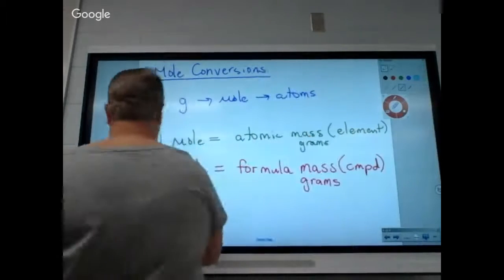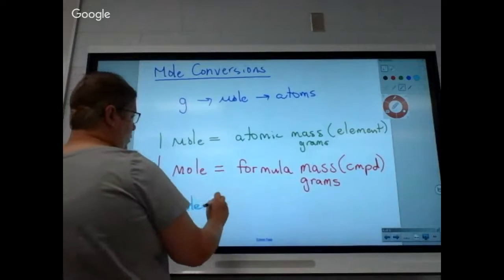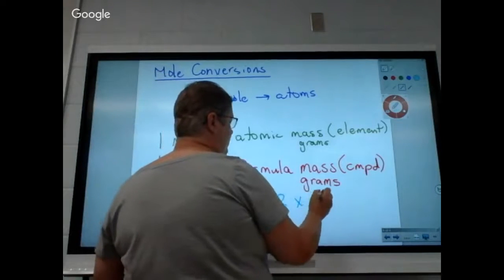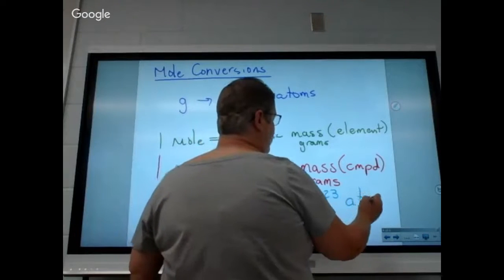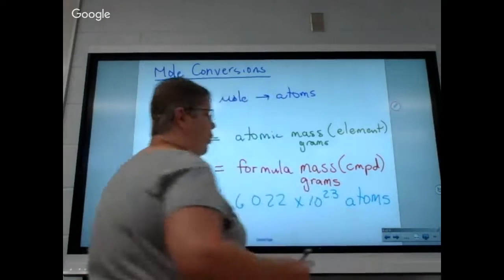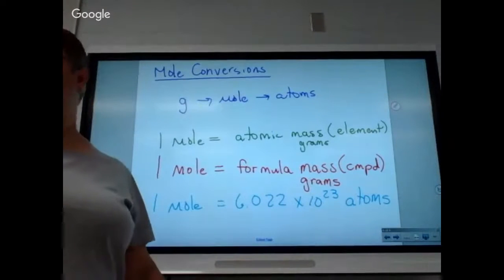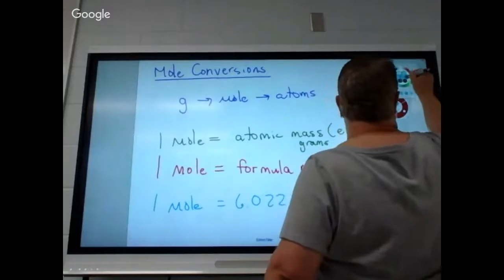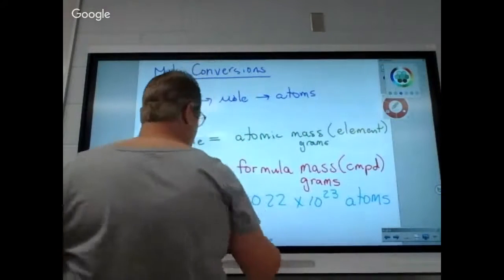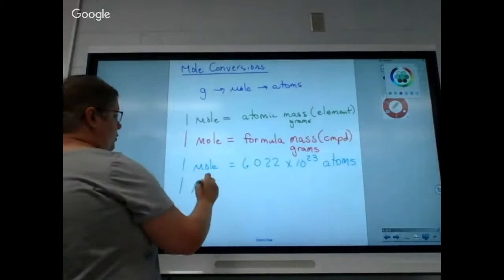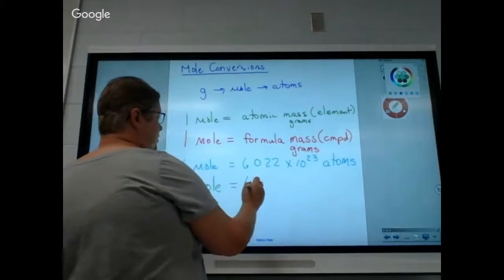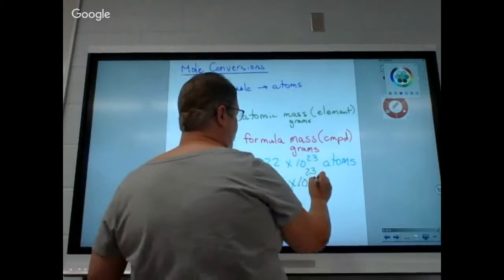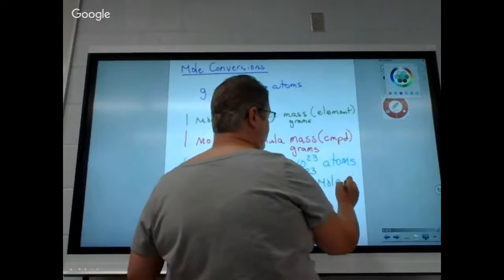We learned that 1 mole was equal to 6.022 times 10 to the 23rd atoms last week because we only knew about singular elements, right? Well, today we're going to expand that into 1 mole equals 6.022 times 10 to the 23rd molecules and formula units.